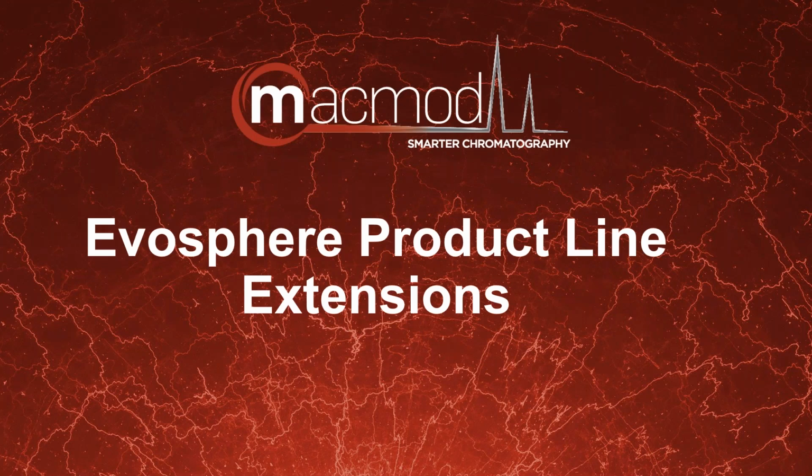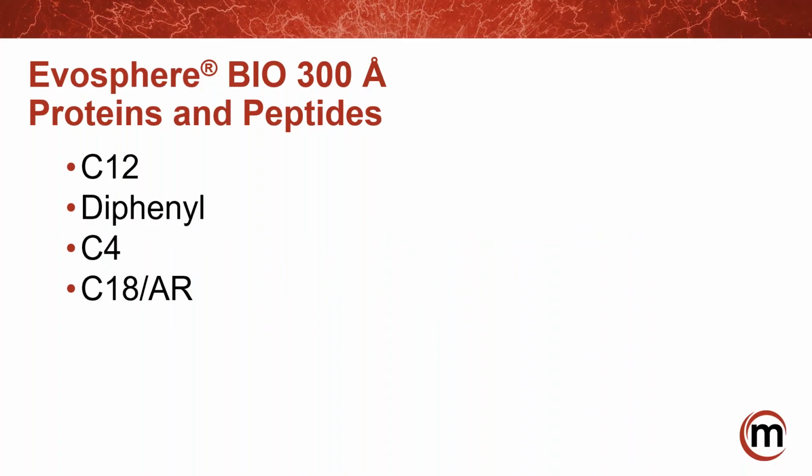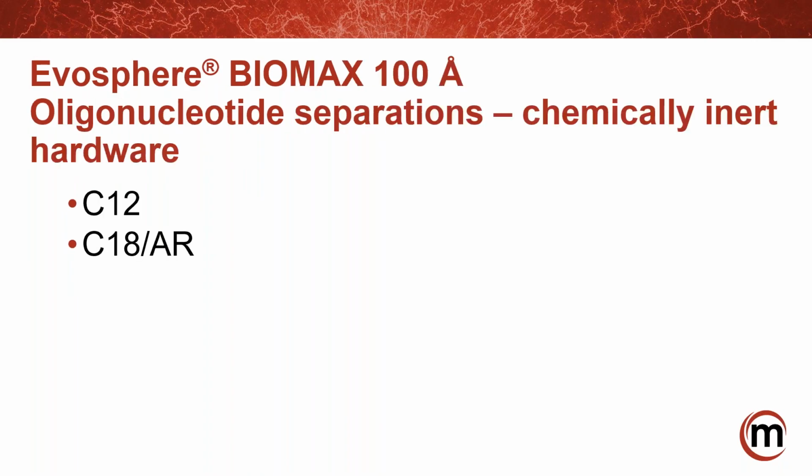So because this is a chromatography in 20 minutes, we wanted to just talk about some further line extensions. The materials available on a 300 angstrom pore now, the C12, diphenyl, C4, and C18AR are all available on 300 angstrom materials.